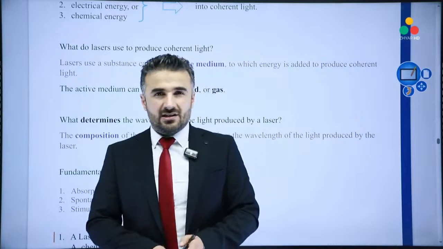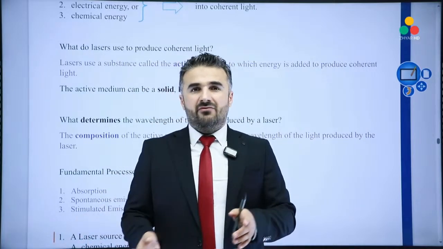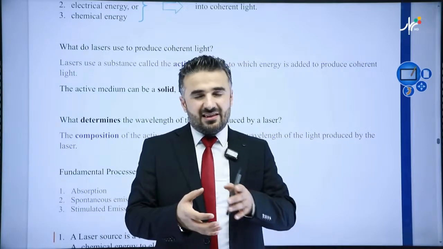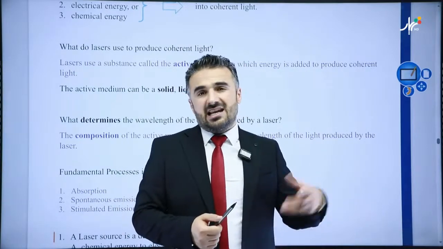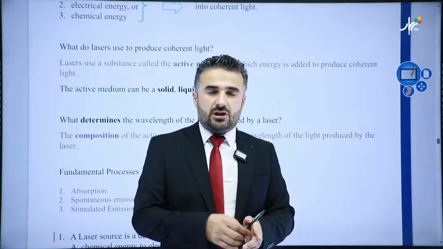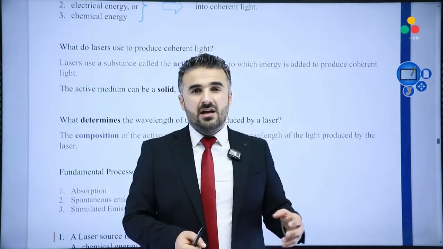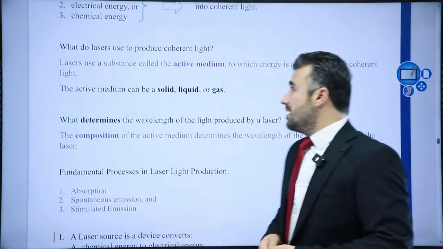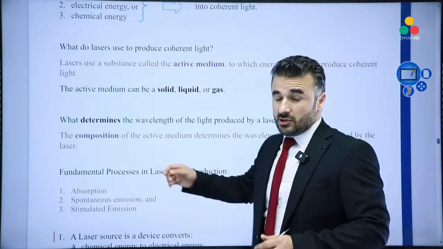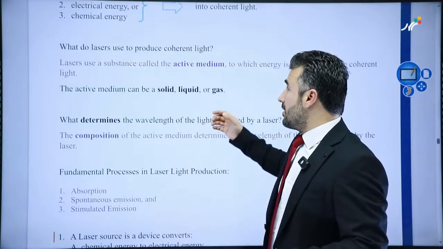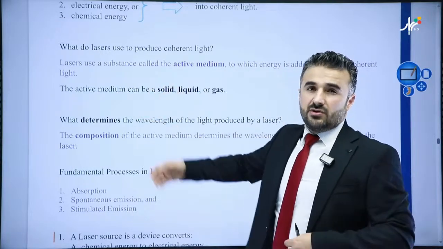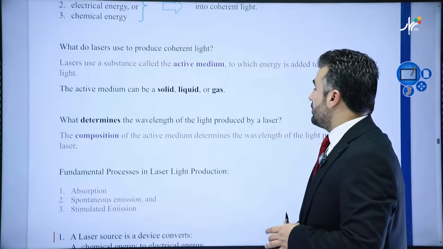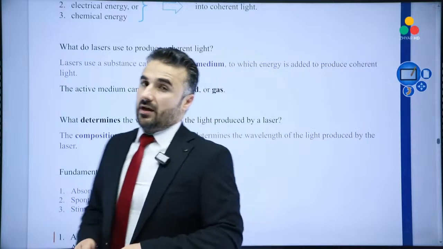To make this short, lasers have a medium that is called the active medium, a substance. Energy is added to that substance, and this substance will give us an output, and that output is basically a coherent light. So once again, what do lasers use to produce coherent light? Lasers use a substance called the active medium, to which energy is added to produce a coherent light.